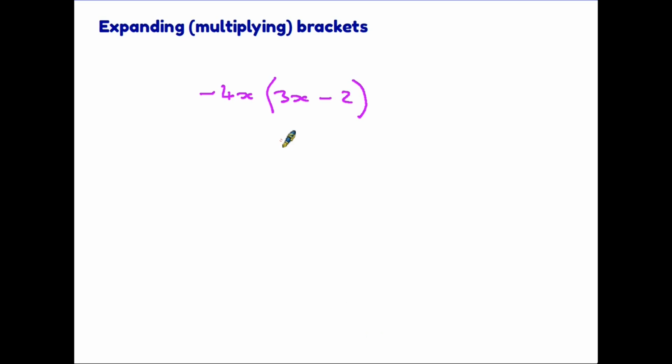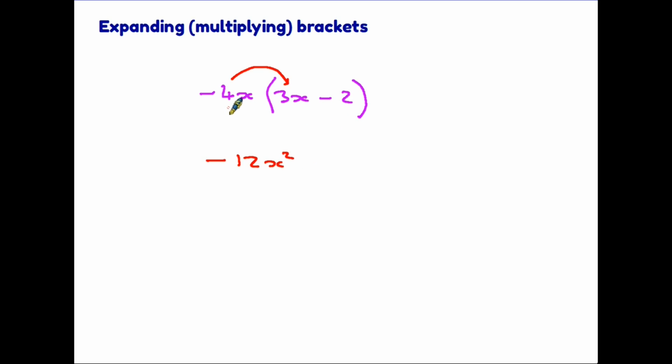Another example here makes things look slightly more difficult again because this time we have a minus term on the outside of the brackets. So let's follow the rules and see how this one works out. First of all, we are multiplying this term with the first one in the brackets, so we have a minus times a plus. That means we're going to start this time with a minus. We are multiplying 4x by 3x, well 4 times 3 is 12, and x times x is x squared.